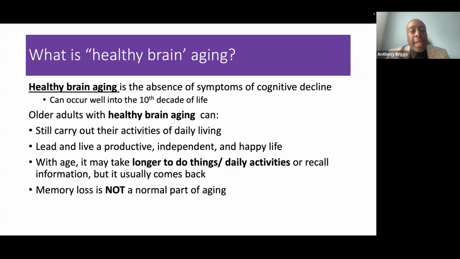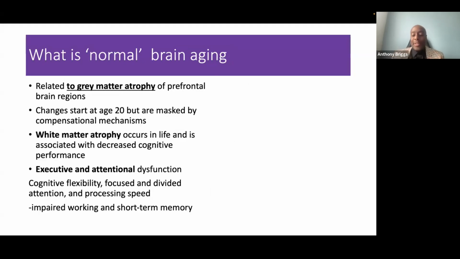What is healthy brain aging? Healthy brain aging is the absence of symptoms of cognitive decline that can occur well into the 10th decade of life. Older adults with healthy brain aging can still carry out their activities of daily living and lead a productive, independent, and happy life. With age, it may take longer to do daily activities or recall information, but it usually comes back. Memory loss is not a normal part of aging, which is a general misconception held by the public.